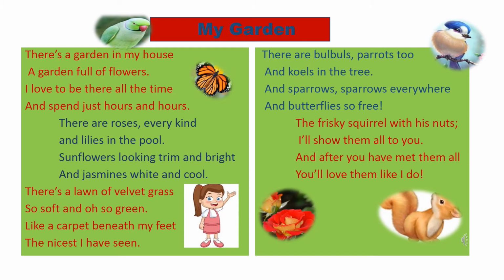And parrots, everyone loves parrots, green parrots with their beautiful red beaks. And sparrows, sparrows everywhere. And butterflies so free. Sparrows are tiny little birds. They're very small, brown colored birds. And these little sparrows are hopping around in the garden everywhere. And butterflies so free. Butterflies are flying freely in the air. All sorts of colorful butterflies.